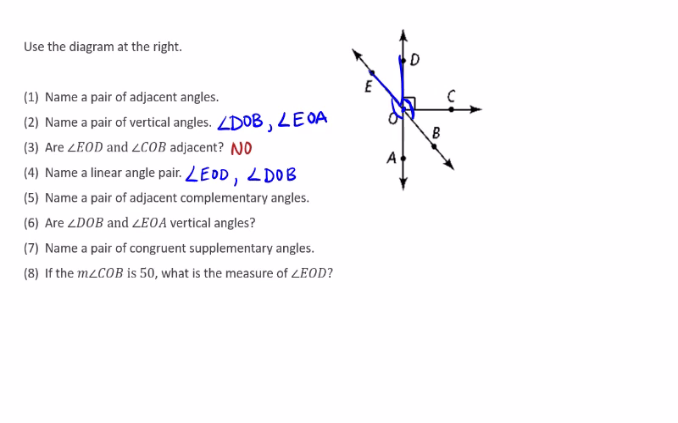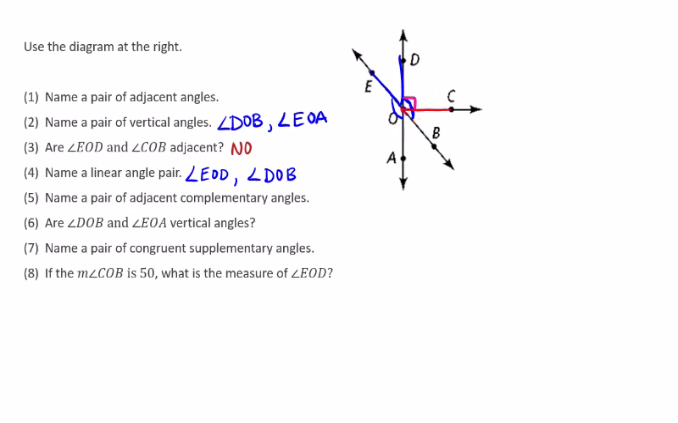All right. So next, name a pair of adjacent complementary angles. So adjacent complementary. So these ones we want them to add up to 90, right? So I know this is a 90-degree angle. That's the only 90-degree angle I can find that's given, right? However, if that's 90 degrees, then I know that this has to be 90 degrees, right? So that means that this line is perpendicular with this line. So they both have to be 90.